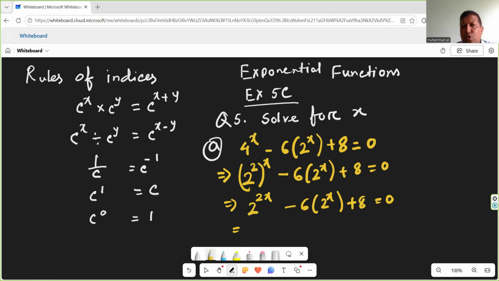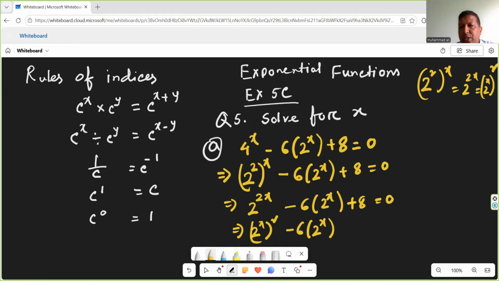So 2 to the power 2x, you can write as 2 to the power x whole squared. One thing you have to remember: 2 squared x, 2 to the power 2x, and 2 to the power x whole squared are all the same. So (2 to the power x) whole squared minus 6 times 2 to the power x plus 8 equals 0.